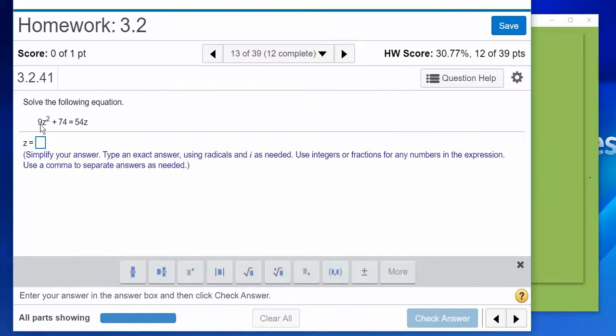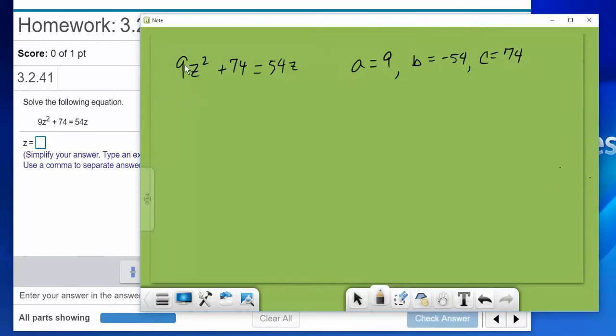3.2.41, solve the following equation, 9z squared plus 74 equals 54z. So our first step is to get it in standard form. So we're going to subtract 54z from both sides, which will get us this quadratic equation.